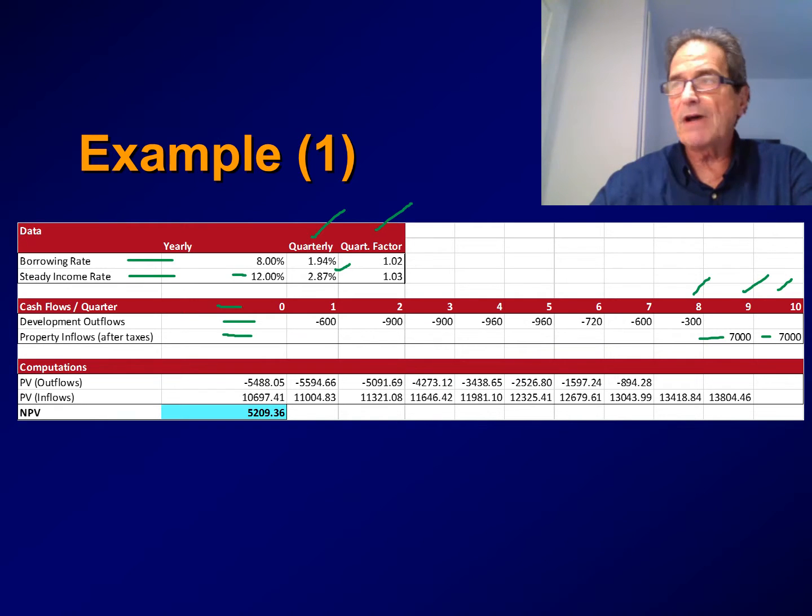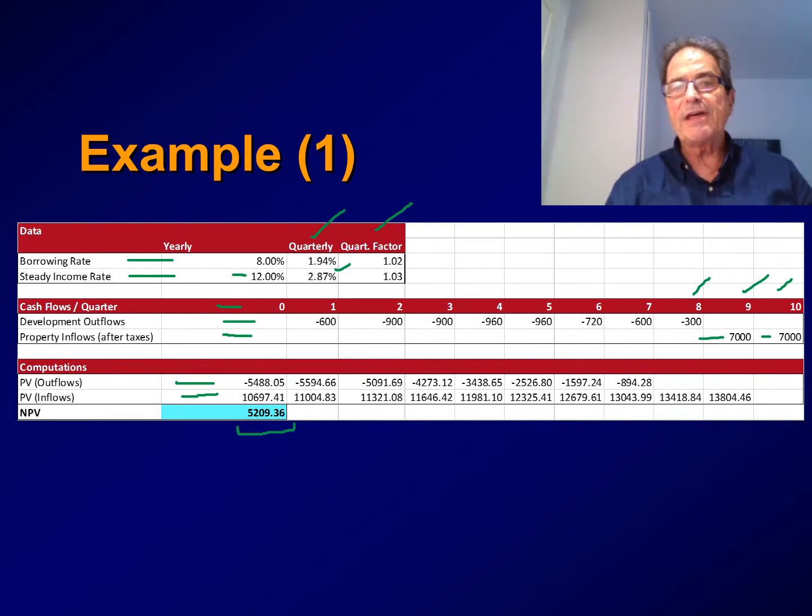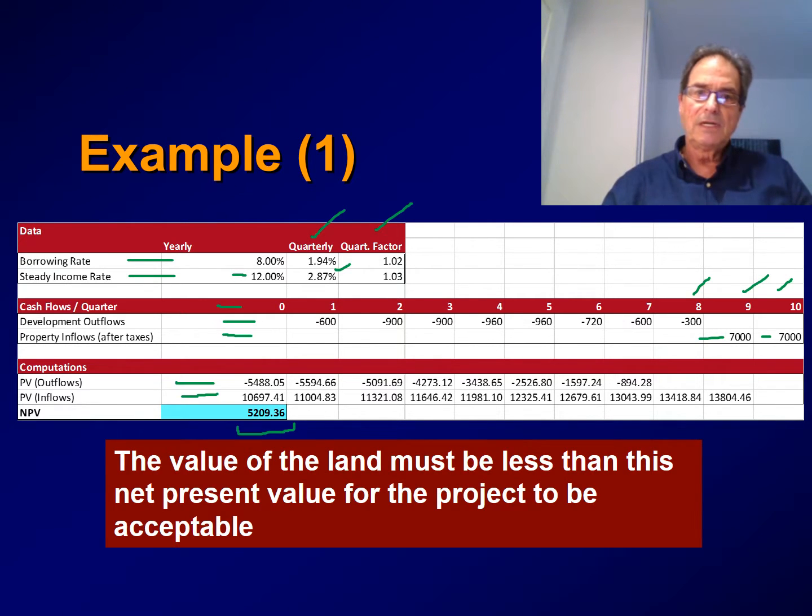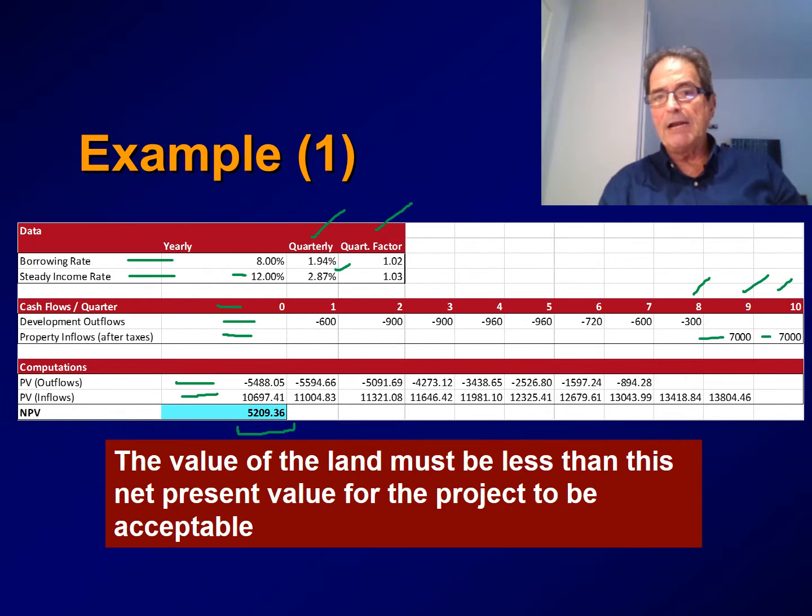Next, we calculate the present values of each cash flow stream. The present value of the outflows is minus 5,488.05, and the present value of the inflows is plus 10,697.41. So the final value is the sum of these two figures, which is a positive 5,208.36. As we said before, the value of the land must be less than this net present value for the project to be acceptable.